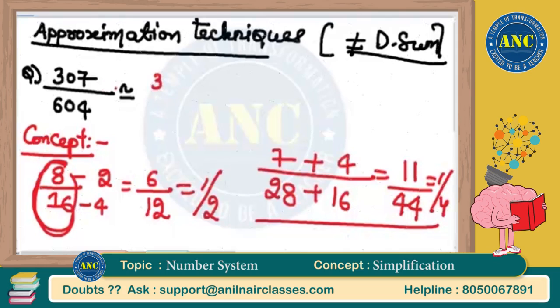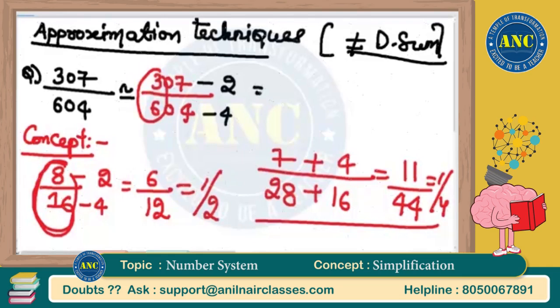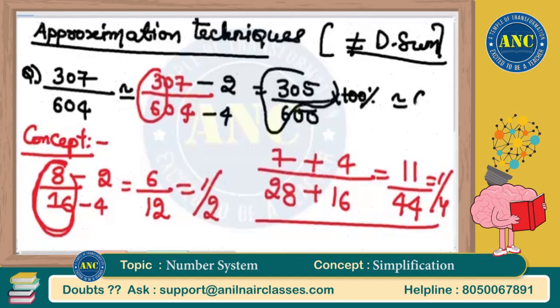So doing this directly is a little difficult. 307 by 604 is of the form 3 by 6, which is 1 by 2. Because it is of the form 1 by 2, I will subtract 4 in the denominator and 2 in the numerator. 2 by 4 is also 1 by 2. So it is 305 by 600. 600 into 100%, so it is nothing but 305 divided by 6. Answer is 61. How easily it got converted.